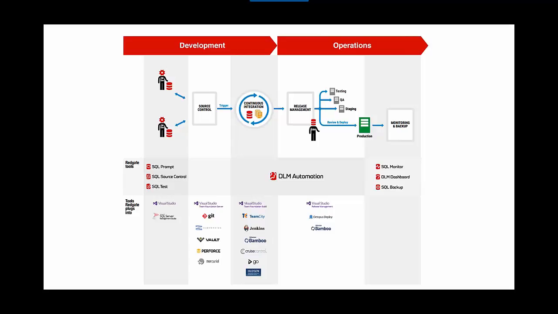In the production environment, we've got a DLM Dashboard, which allows you to track changes. We've got SQL Backup, which allows you to manage your backups and automate your backups as you're going. And we've got SQL Monitor, which allows you to keep track of what's going on in your server so that if there is some kind of issue that occurs during your deployment process, you can identify what's going on as you go along.